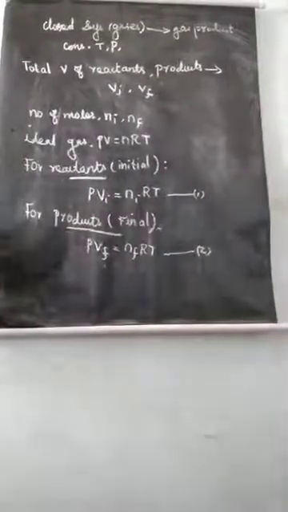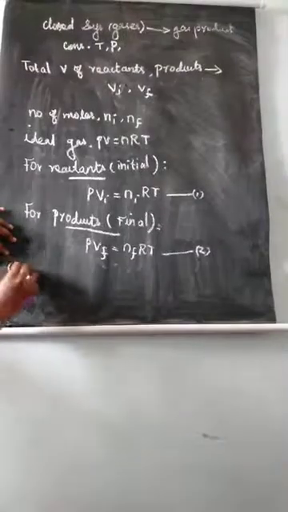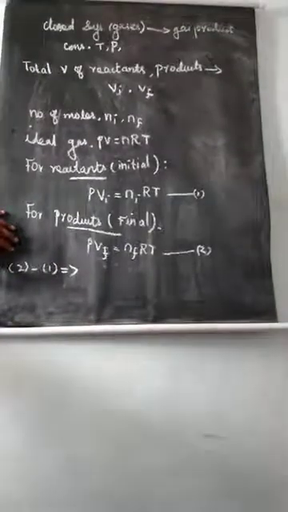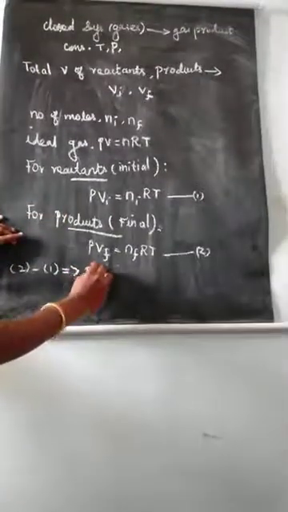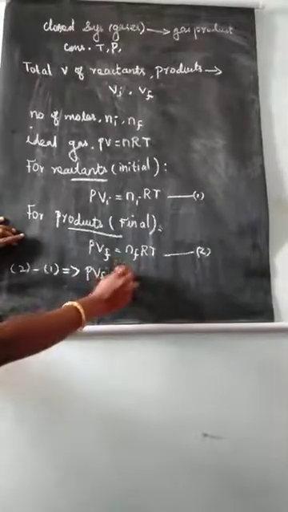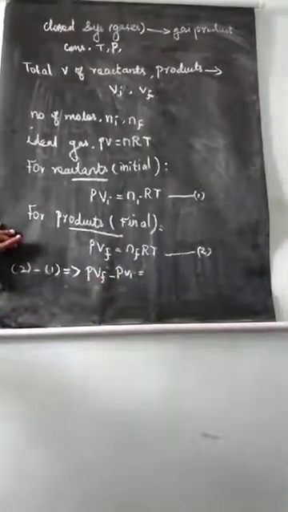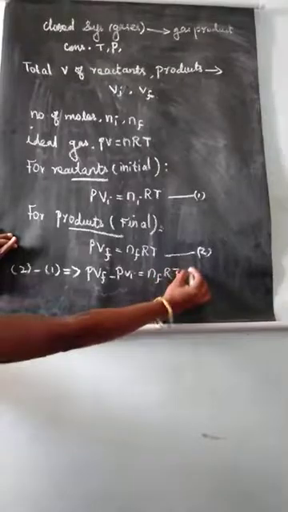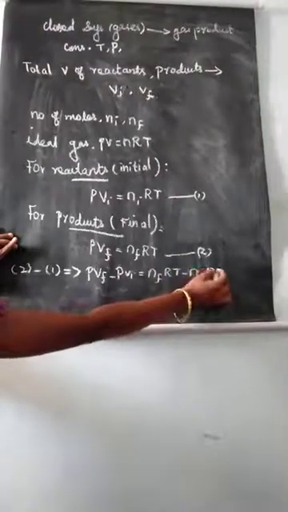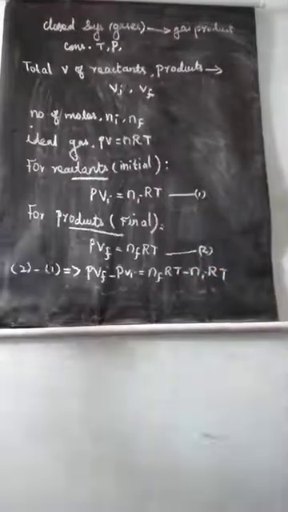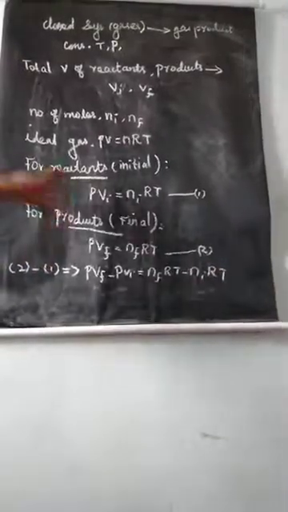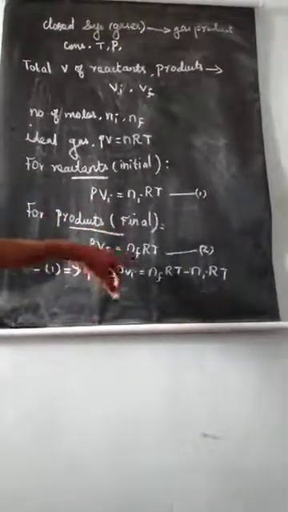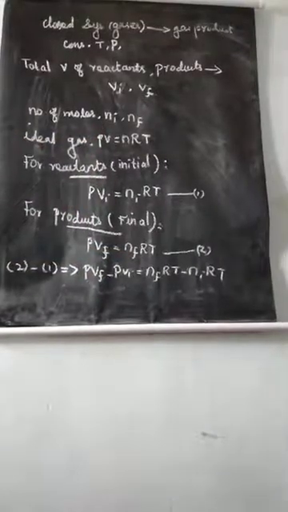Now, final state minus initial state, so equation 2 minus equation 1. We get PVf minus PVi equals, on the right side, Nf into RT minus Ni into RT. Understand? Subtracting final minus initial gives PVf minus PVi equals NfRT minus NiRT.